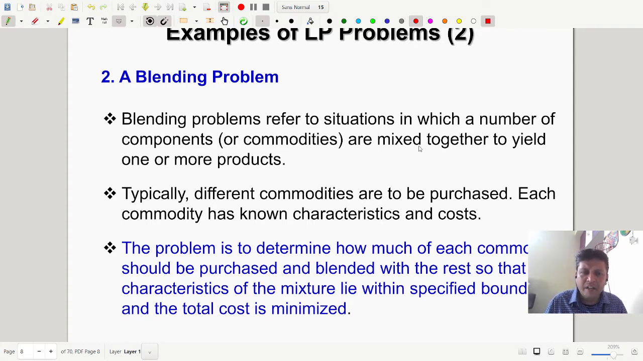Typically, different commodities are to be purchased. Each commodity has known characteristics and costs. The problem is to determine how much of each commodity should be purchased and blended with the rest so that the characteristics of the mixture lie within specified bounds and the total cost is minimized. So this is called the blending problem. So your LPP can be applied here also.